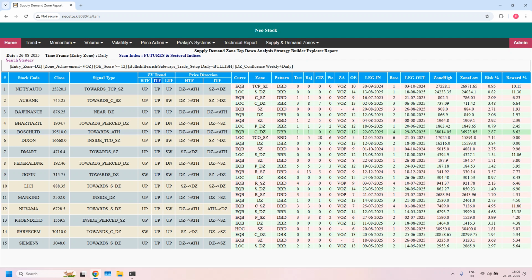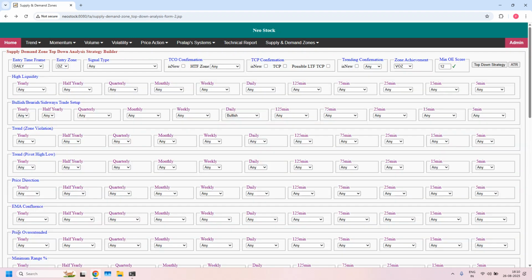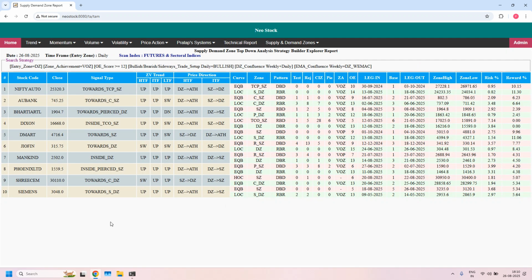ITF trend is uptrend. So let's further filter based on weekly demand zone having weekly EMA confluence. In that case, the overlapped daily demand zone inside weekly is having more strong institutional order flows. So I am going back, adding EMA filter. That is a weekly demand zone having weekly EMA, because weekly trend is uptrend in all the stocks. Now the list has come down to 10 stocks.